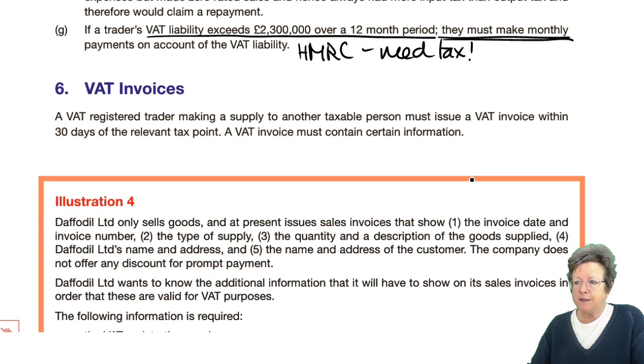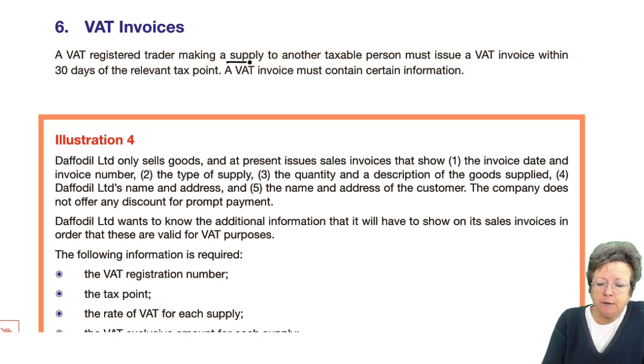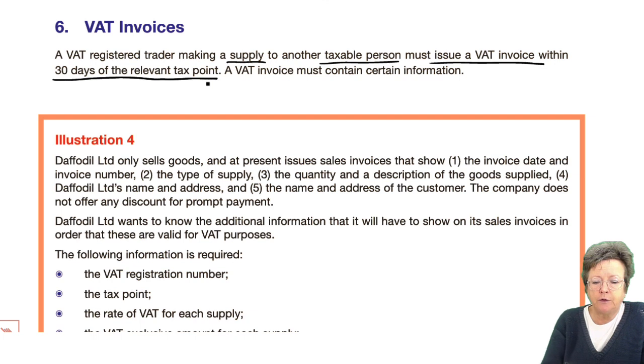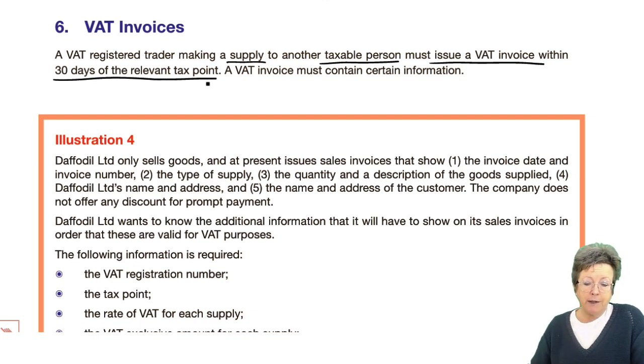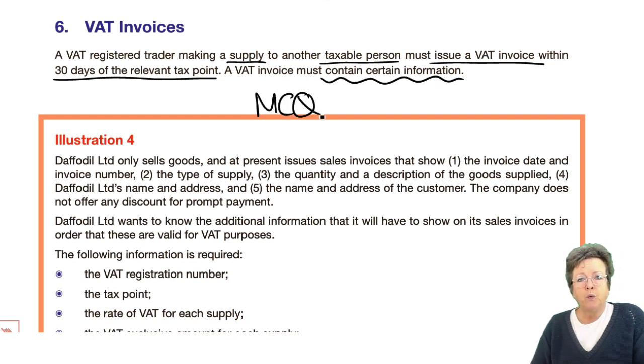Okay, a VAT invoice. If you make a supply to another taxable person, you must issue a VAT invoice within 30 days of the relevant tax point. Now, it must contain certain information. And again, a multiple choice question here. Of these, which one must it have? Pick 2 out of 4. Which one is correct? Those sort of things.